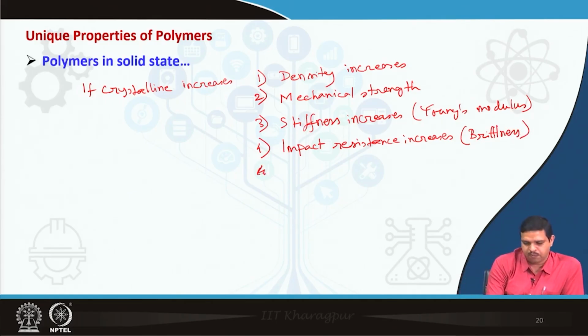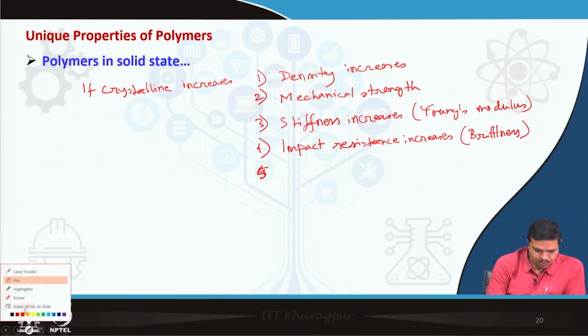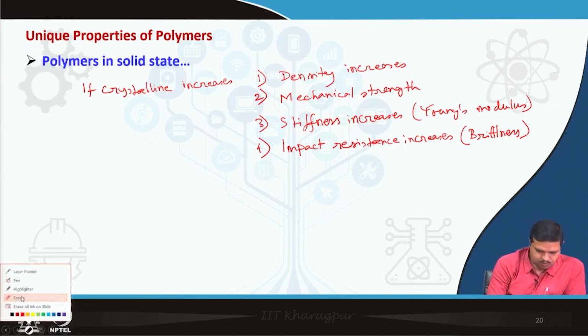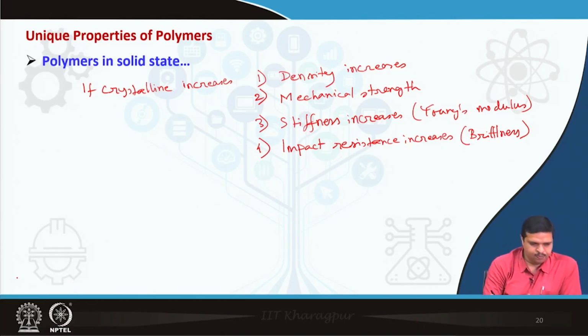I am not telling these are advantages or disadvantages. So, according to the properties or application you are trying to make the polymer for, you have to select the polymerization protocol and the monomer. So, that is the message I want to give.